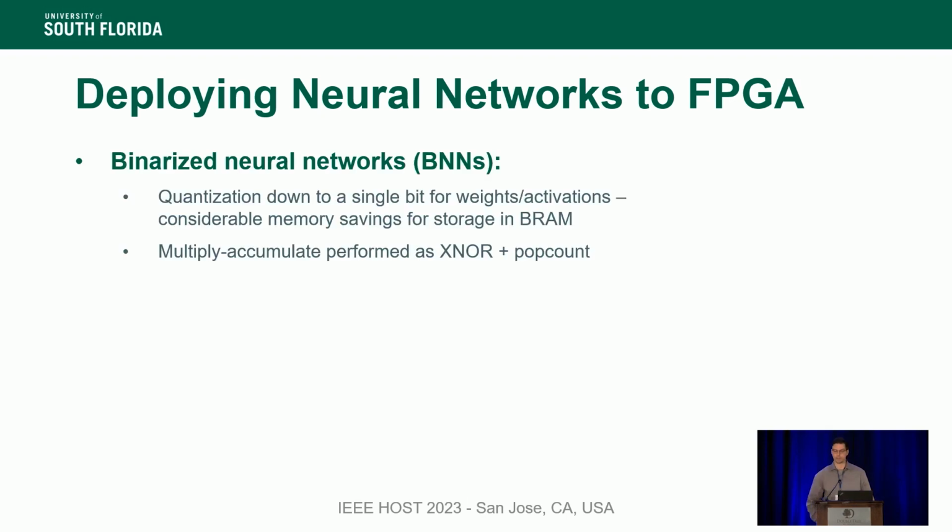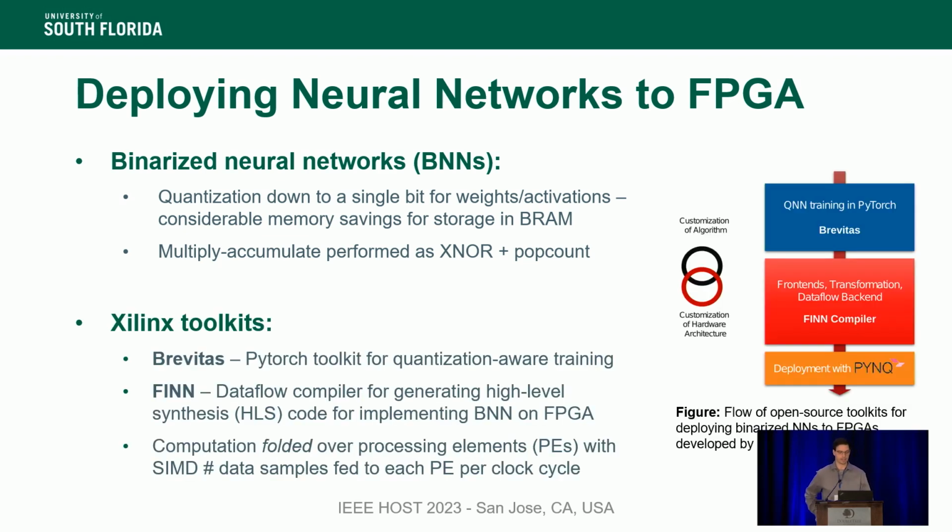So for deploying neural networks to FPGAs, binarized neural networks, or BNNs, are a popular approach because they enable considerable memory savings for storage of these parameters in the block RAMs of the FPGA, quantizing the weights and activations down to a single bit. And there are a lot of different toolkits for enabling this technology, and one of the important ones that I want to focus on is Xilinx's FINN toolkit, which is a dataflow compiler for generating high-level synthesis, or HLS, code for implementing BNNs on FPGAs.